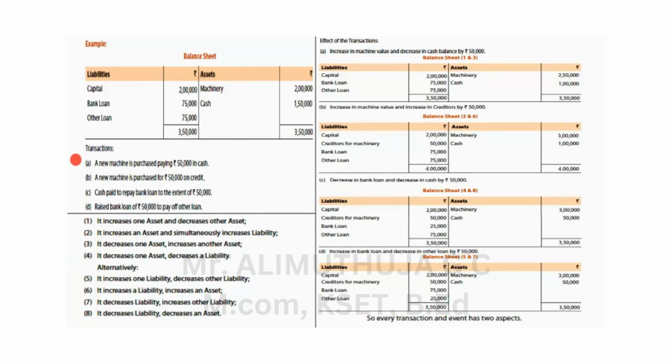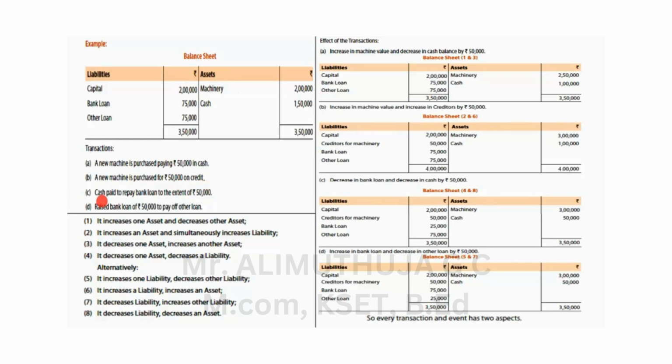Now transactions. Transaction A: a new machine is purchased paying rupees 50,000 in cash. That means machinery is purchased for rupees 50,000 by paying cash. Transaction B: a new machine is purchased for rupees 50,000 on credit. On credit you bought another machine, that means you pay cash later.